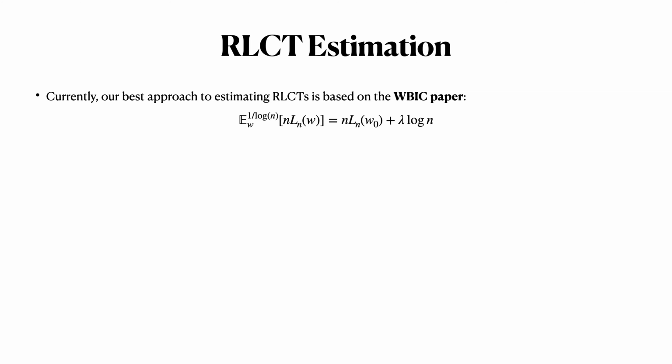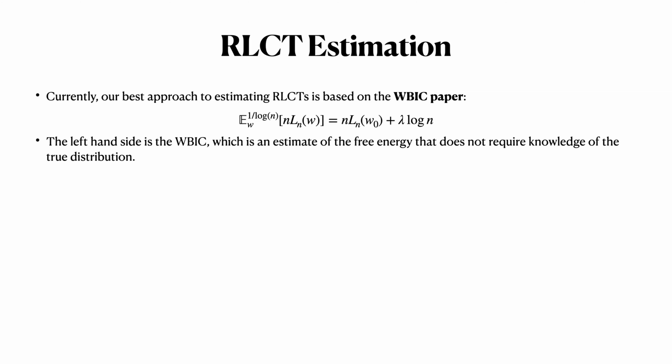The WBIC paper, the WBIC is an estimate of the free energy, which doesn't depend on knowing the true distribution. So what Watanabe proves is that if you take the expectation over the posterior of nL_n(w) at a specific inverse temperature, 1 over log n, then this is giving you an estimate of nL_n(w_0) plus lambda log n, so the free energy. So this thing on the left at this particular inverse temperature is the free energy. Roughly.